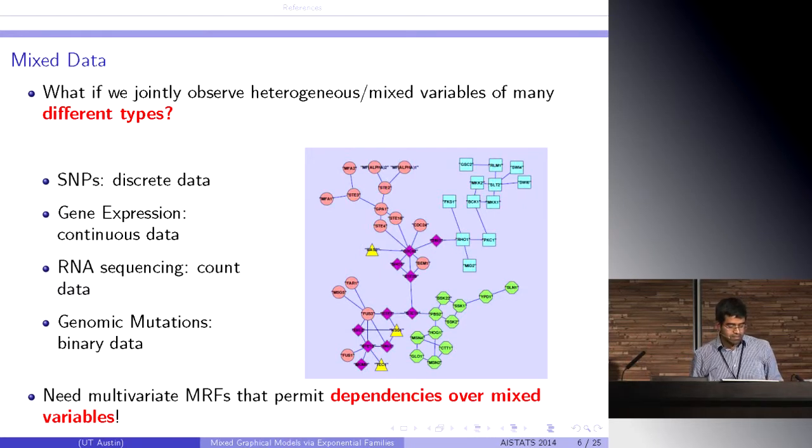And preferably using a graphical model, so that I have a conditional independence graph connecting all these random variables. So can I get, in other words, such a mixed graphical model? And so that's the topic of this talk.